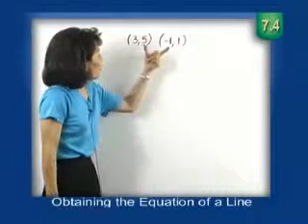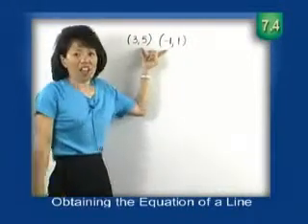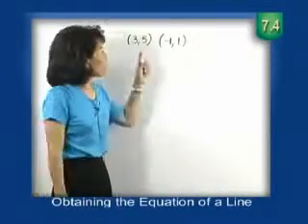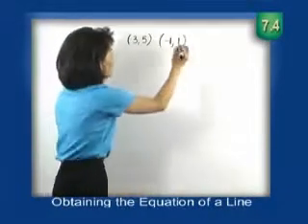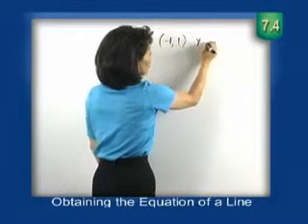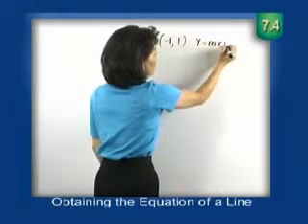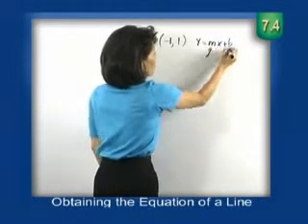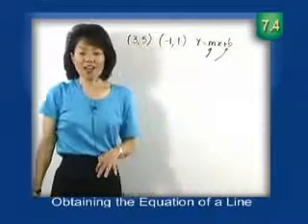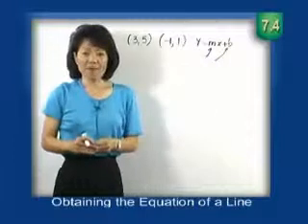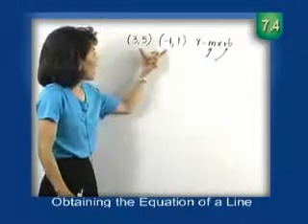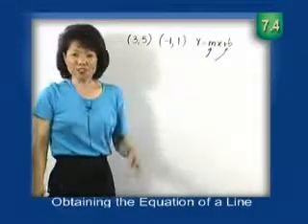So again, we want to find the equation of the line that passes through the points 3, 5 and -1, 1. Now again, remember we'd like to get our equation in the form y equals mx plus b. So what we need to find are the 2 values m and b. Well, let's think. Can we find m? Well, sure we can. We can find m by using our slope formula.